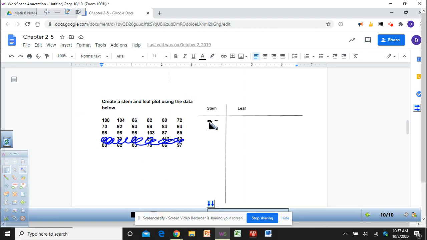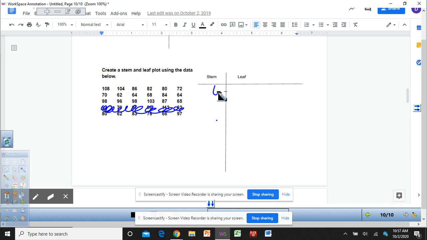So we're going to start with the smallest tens place, which looks like 6, and go all the way up to the highest one, which looks like 10. With the room they give you, you can spread it out pretty well. So we'll go 6, 7, 8, 9, and 10. Then you put the second part of the number. So this stands for 60, 70, 80, 90, and 100. And you put the second number after in order from least to greatest.